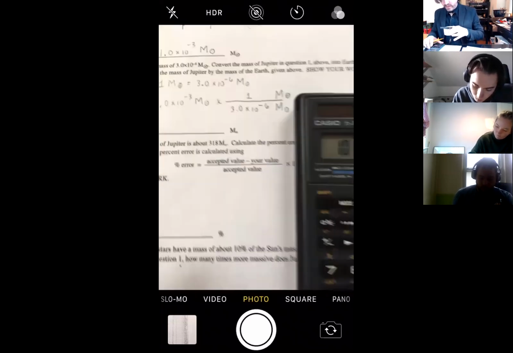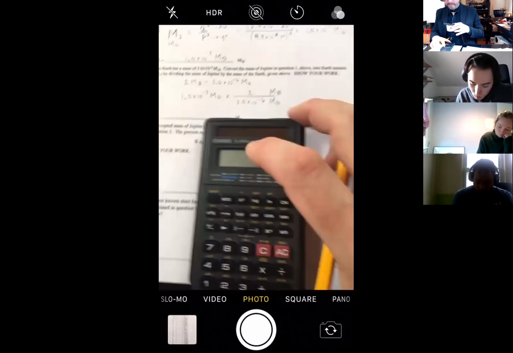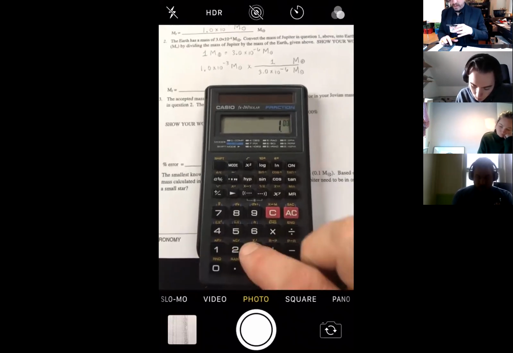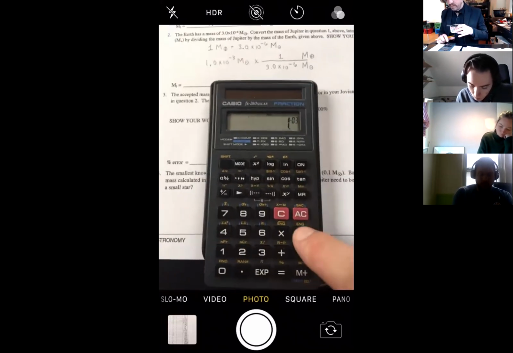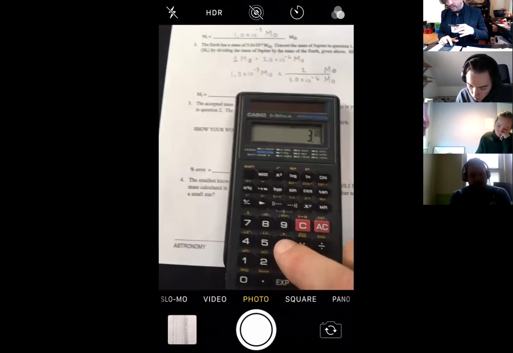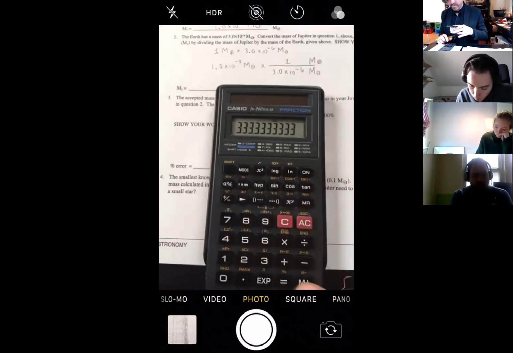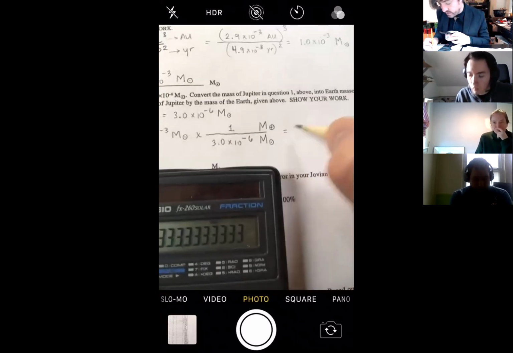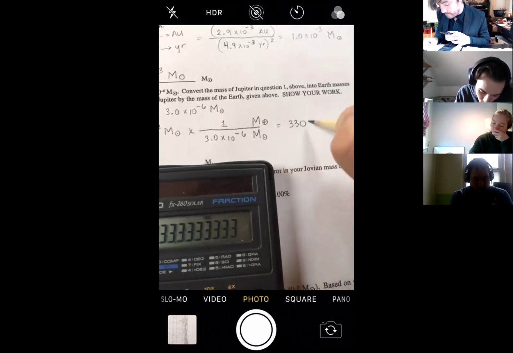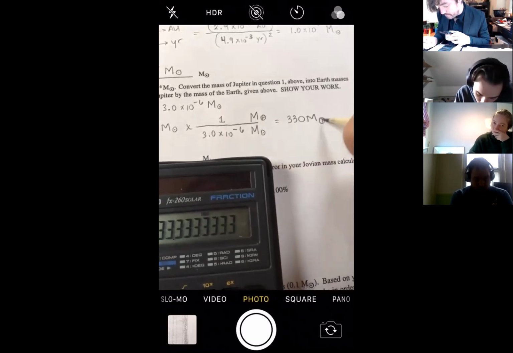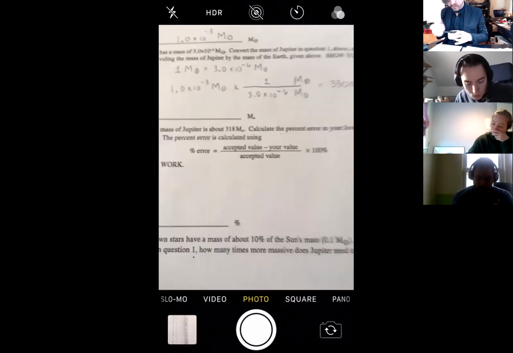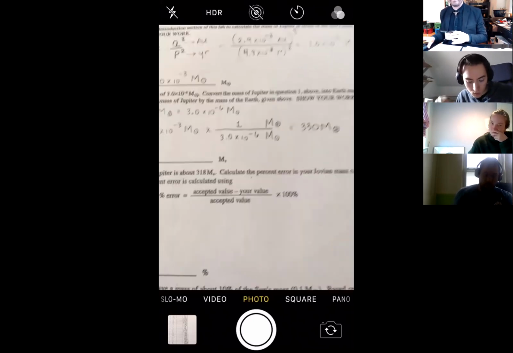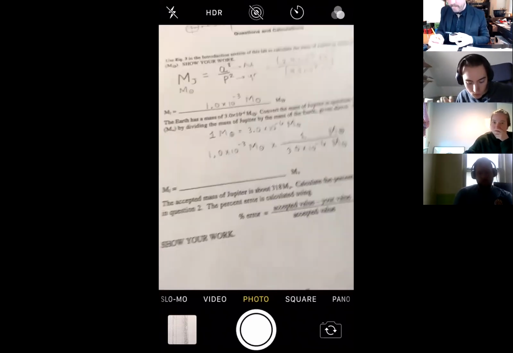So let's do that calculation now. So 1 exp minus 3 divided by 3 exp minus 6. 330 solar mass units. I'm sorry, Earth mass units. The accepted mass is 318 Earth masses. Let's calculate our percent error.